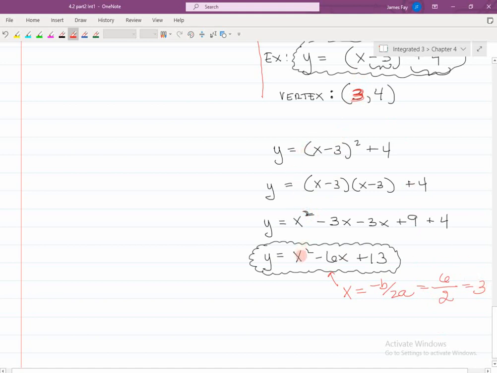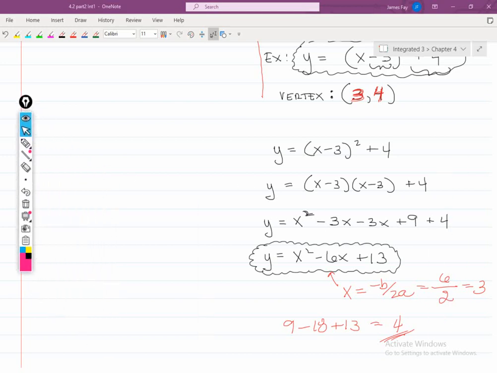And if I plug 3 in, 3 squared is 9, minus 18 plus 13. 9 minus 18 is negative 9, plus 13 is positive 4. That's the same 4 that we found right there. Okay? So what I'm trying to get you to see here is there are alternative formats to our parabolas, our quadratic equations. I'm going to graph both of these real quick for us.